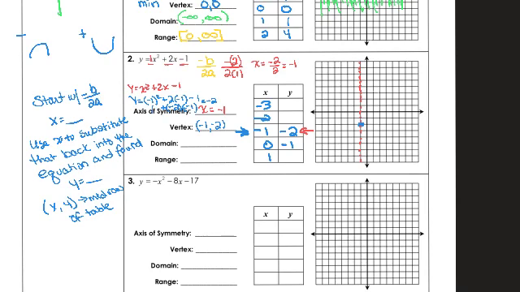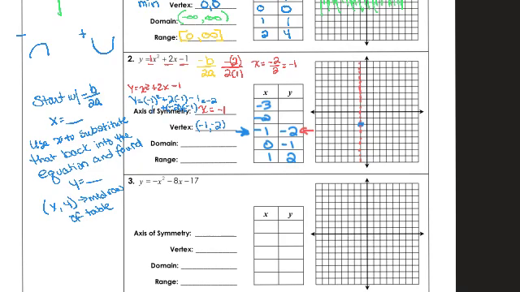And then we use +1, so we'll stick it in for x. 1 squared is 1, plus 2 times 1 is 2, so 1 plus 2 is 3, minus 1 is 2. Okay?